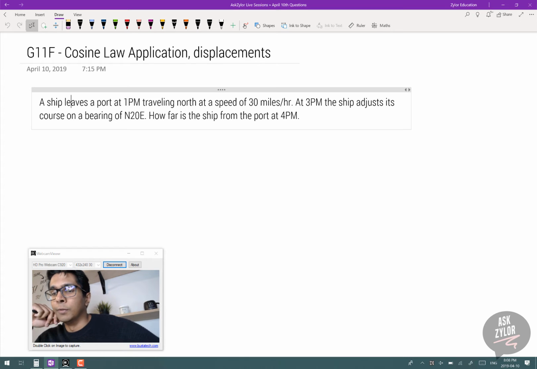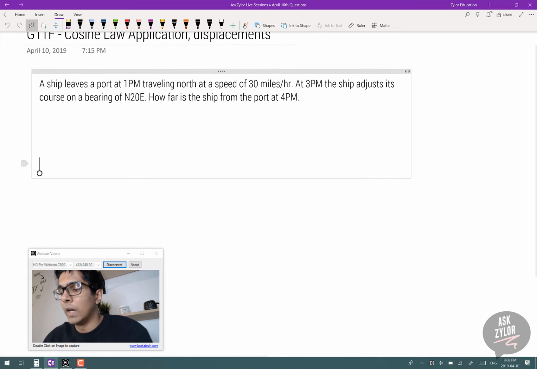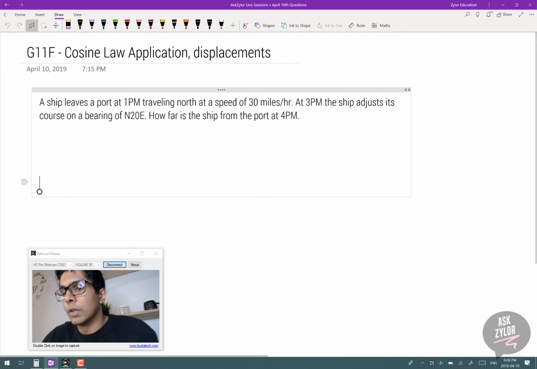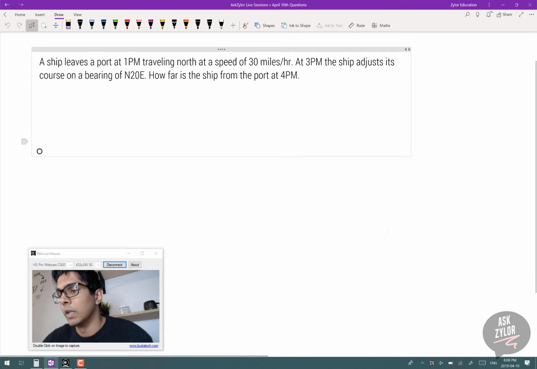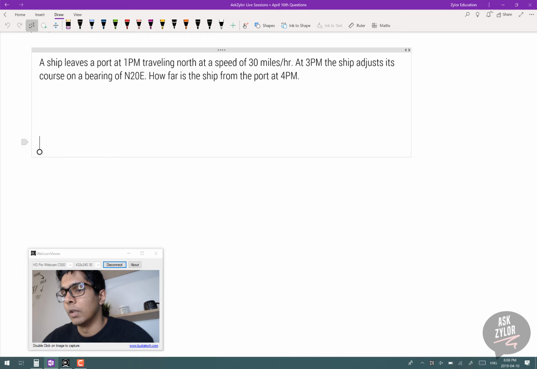So this is again a grade 11 functions cosine law application question. This deals with displacement. We're not getting too much into the physics of things, we're just getting to the math. A ship leaves port at 1 p.m. traveling north at a speed of 30 miles per hour. At 3 p.m. the ship adjusts its course to a bearing of north 20 east. We'll discuss what that is, and how far is the ship from the port at 4 p.m.?